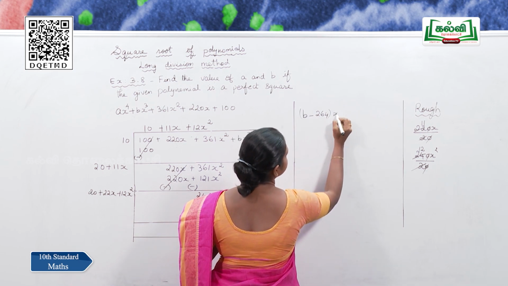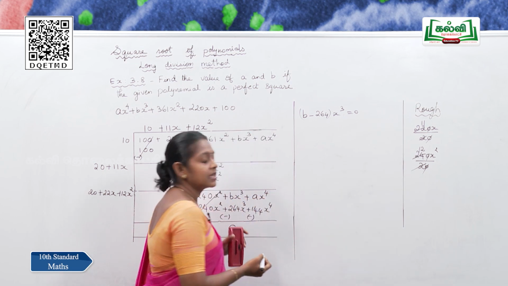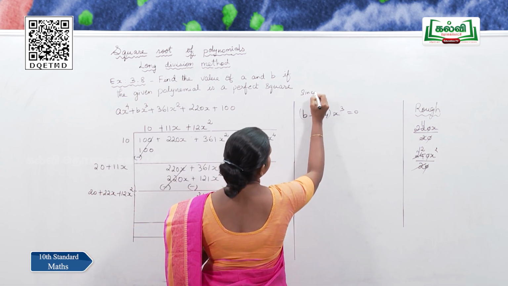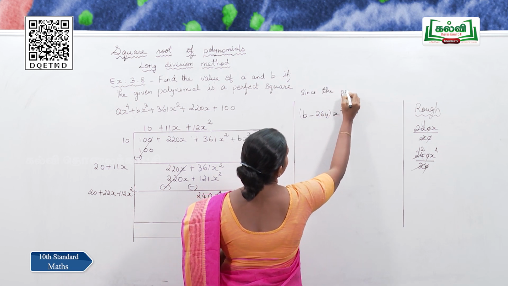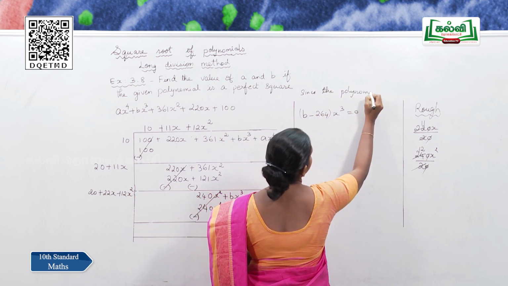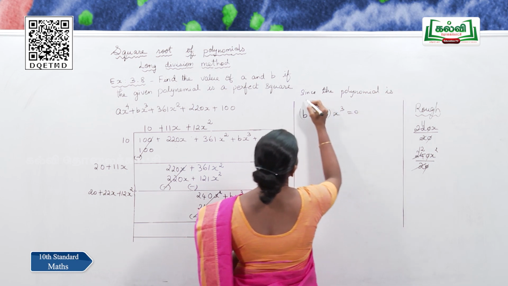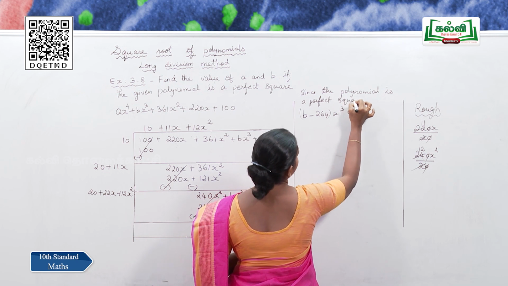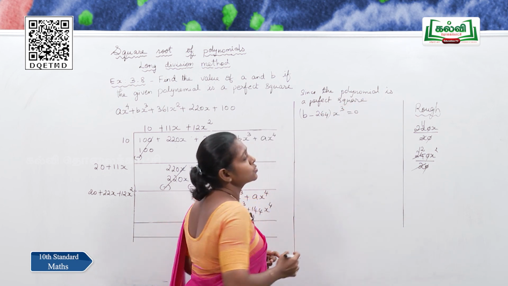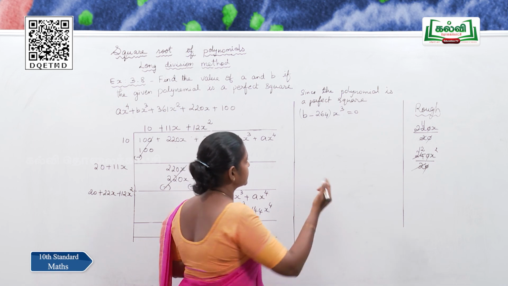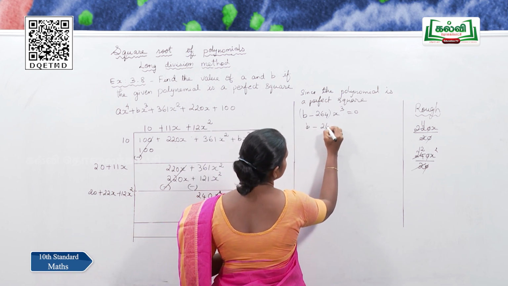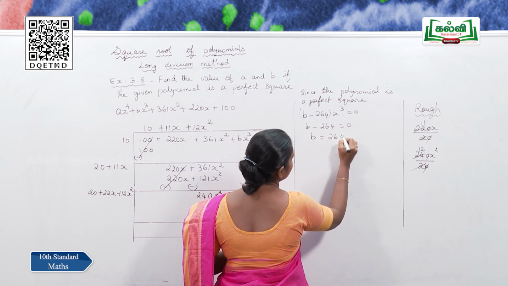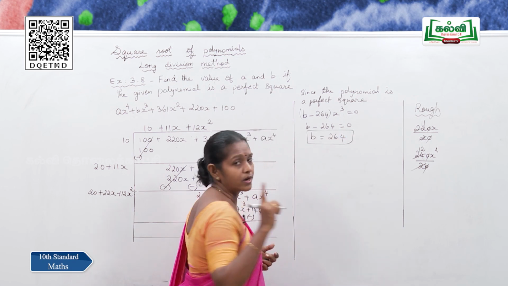Why am I writing this? Because the question is what? Since the polynomial is a perfect square, that's why I am writing 0. b minus 264 of x square is 0 means it's nothing but b minus 264 is equal to 0. Then what is b? 264. Now you got the answer for one unknown value.